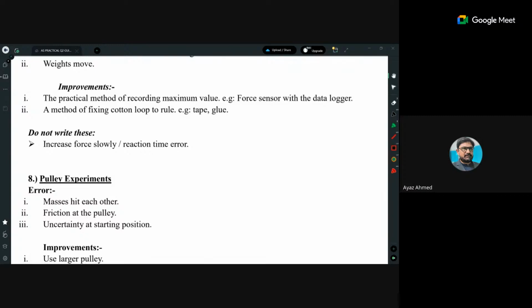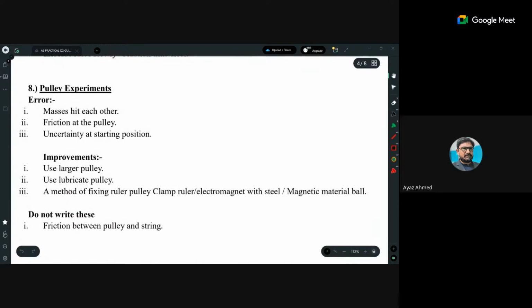Mostly that happens when you are going to measure the extension of the rope or the strings with the help of the load or the force. You know what happens? That snaps at a specific point. So for that, you have to use a cotton loop. And write that you should increase the force slowly, and reaction time error, etc. So we did that all.